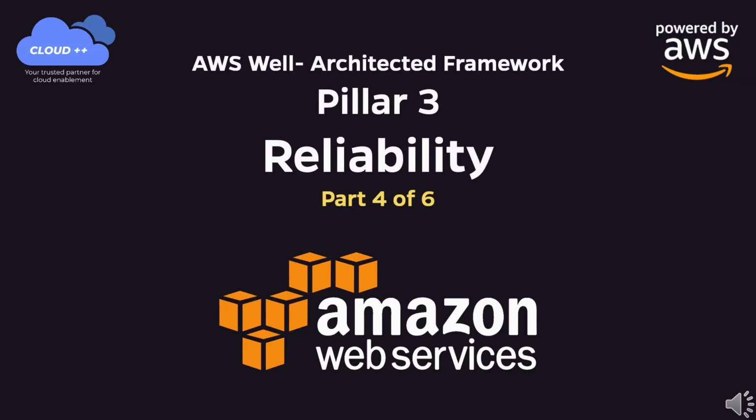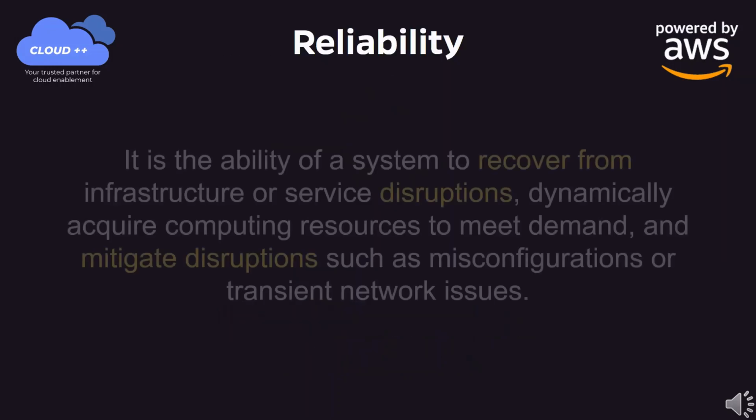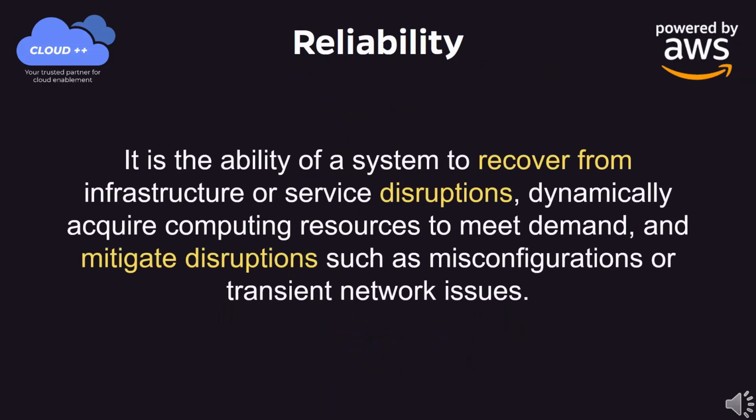AWS Well-Architected Framework. Pillar 3. Reliability. It is the ability of a system to recover from infrastructure or service disruptions, dynamically acquire computing resources to meet demand, and mitigate disruptions such as misconfigurations or transient network issues.